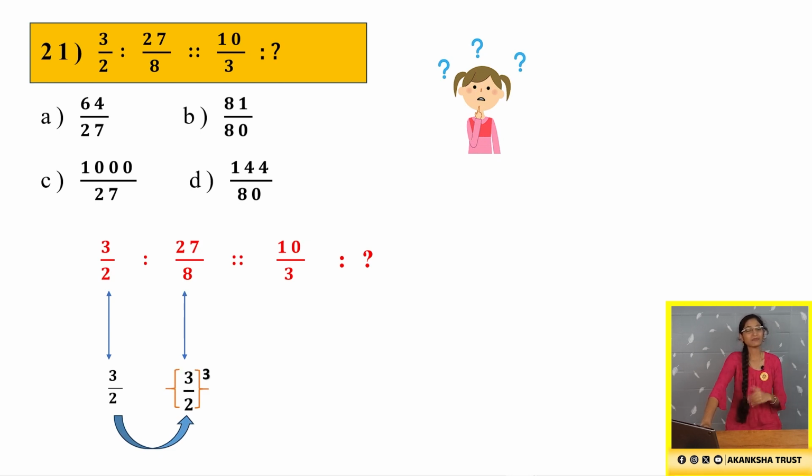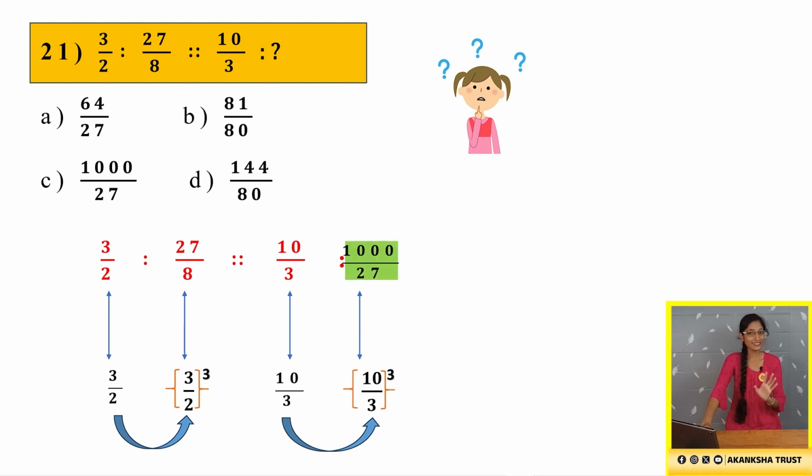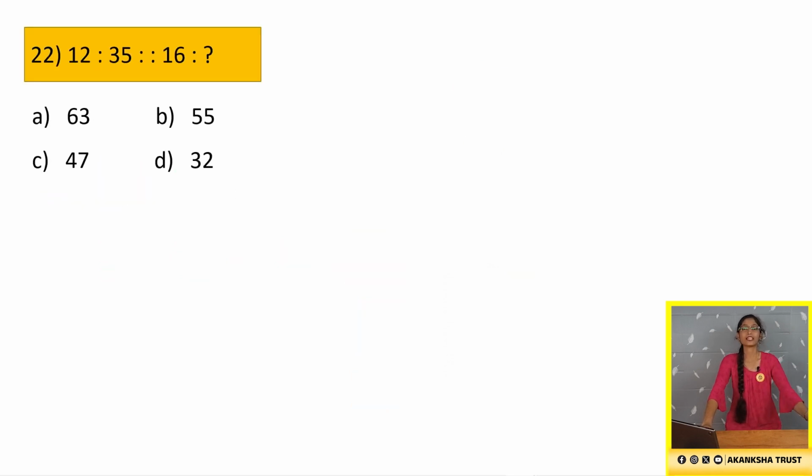So applying the same mathematical operation to the next set also. Very easy. See, 10 cube is 1000 and 3 cube is 27. So in the numerator 1000 divided by 27, which is in option C. We have to choose that as the answer. Okay, let's move to the next question.